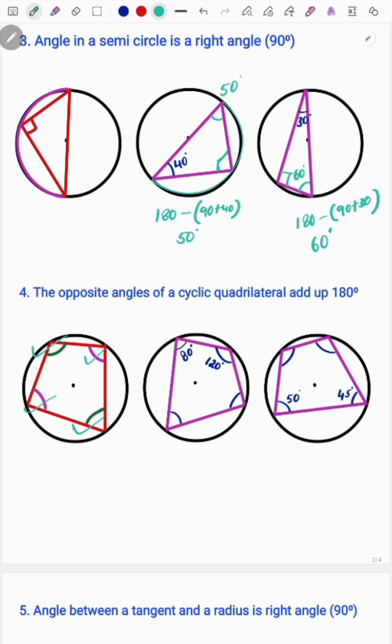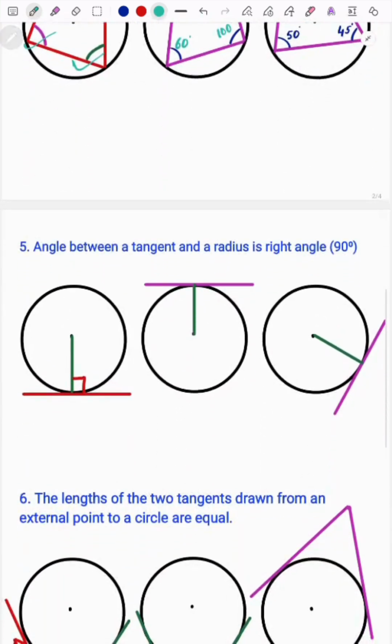So if this is 120, this will be 60, makes a total of 180. If this is 80 degrees, this is 100 degrees. Total of 180. The opposite angles make 180. If this is 50, this is 130 degrees. This is 45, this is 135 degrees. Opposite angles make 180.